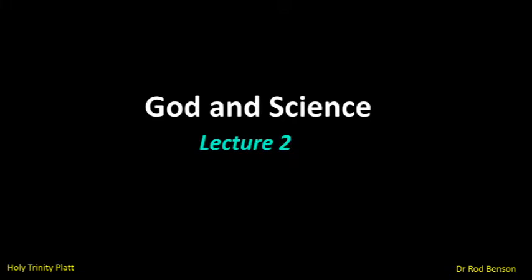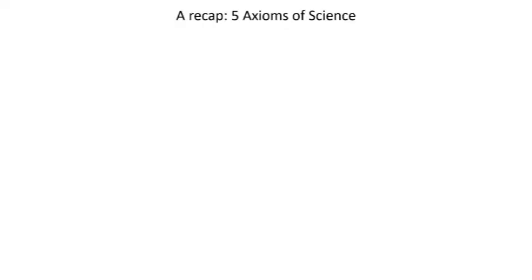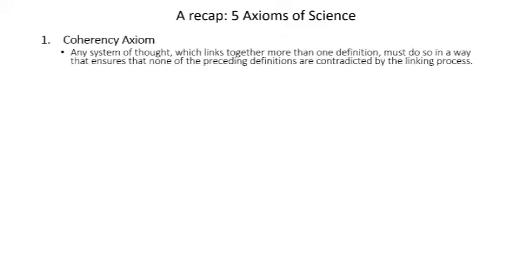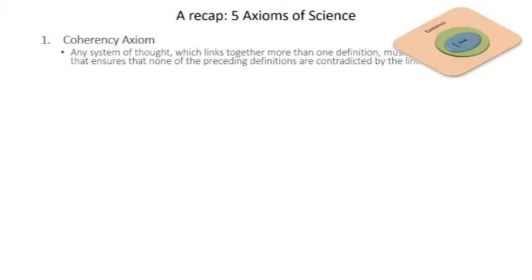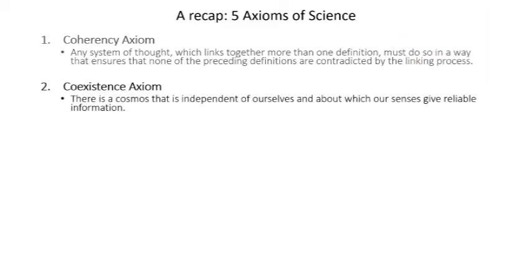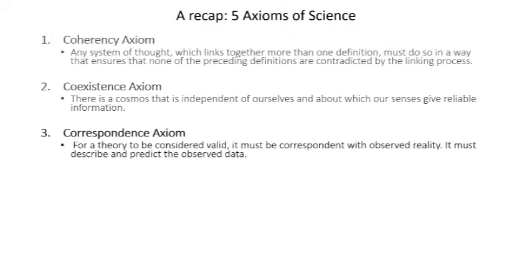Garden Science, Lecture 2. In the last lecture, we learnt that there are five axioms or presuppositions that underpin the modern scientific method. These were the coherency axiom, which covers the laws of logic and set theory, and by which we prove the famous Cartesian statement, "I think, therefore I am." The coexistence axiom, which is the presupposition that there is a reality that is external to our existence and about which our senses give us reliable information.